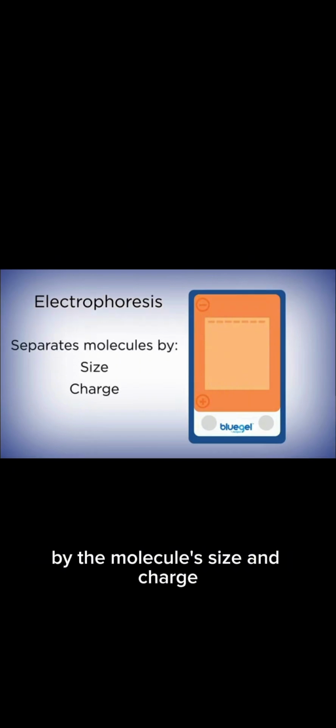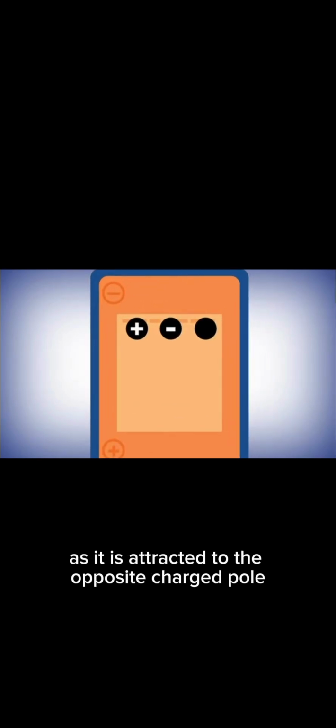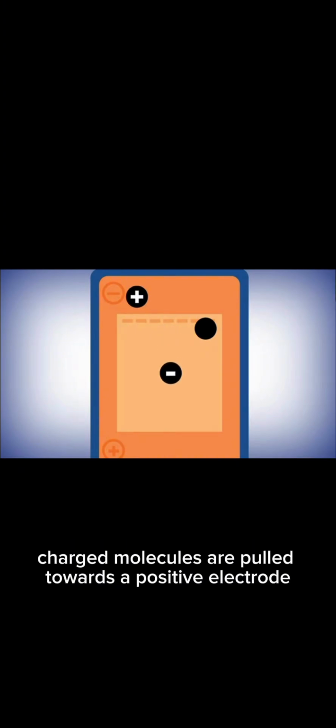How electrophoresis separates molecules is determined by the molecule's size and charge. Charge causes the molecule to move in the gel as it is attracted to the opposite charged pole. Positively charged molecules move towards a negative electrode, while negatively charged molecules are pulled towards a positive electrode, while the neutral molecules do not move at all. Therefore, DNA molecules being negatively charged will move towards the positive electrode.